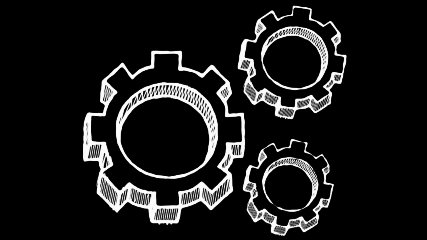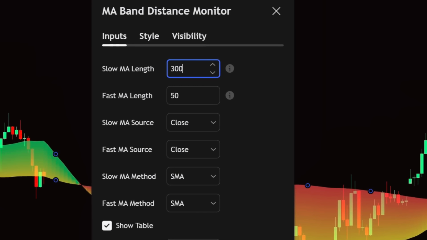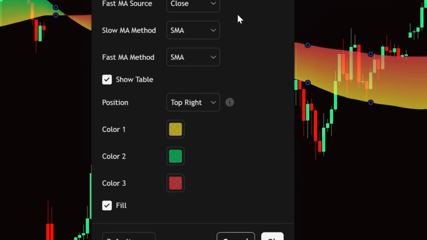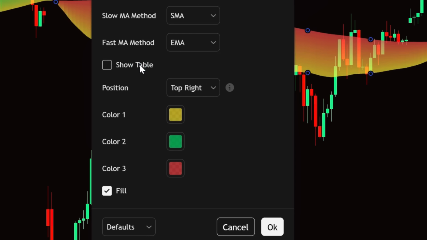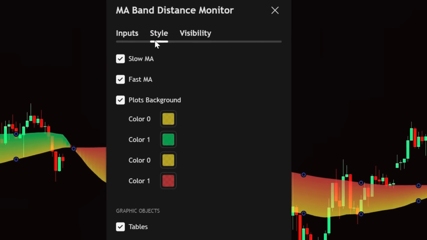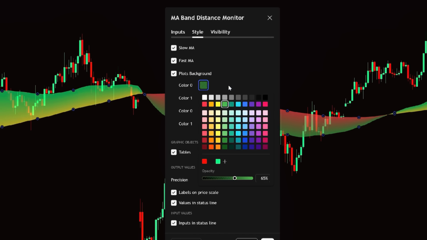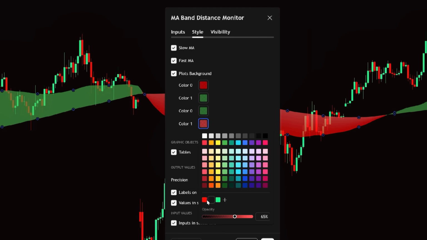Let's make one adjustment. Instead of using default settings, we're going to slow the ribbon down. Set the fast moving average to 100, set the slow moving average to 300. Use green and red cloud colors. This completely changes the purpose of the ribbon. Instead of reacting to minor fluctuations, it now highlights the macro trend. More importantly, it helps identify high-quality pullbacks instead of baiting you into short-term noise.